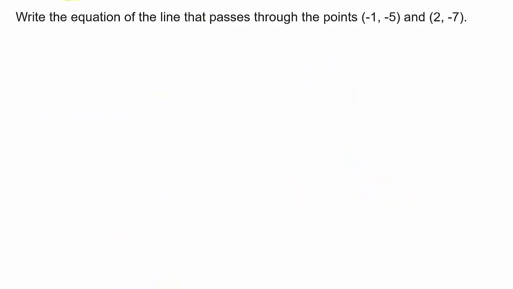All right, let's look at another example. Write the equation of the line that passes through these 2 points. So now here's the different example. We weren't given a slope. We were just given 2 points. So there is a way to find slope.